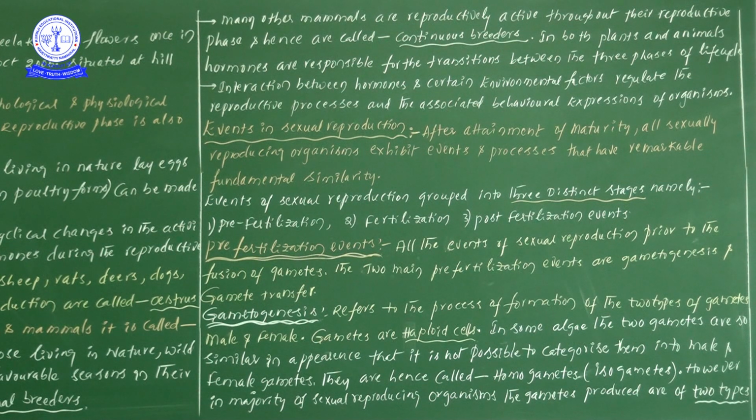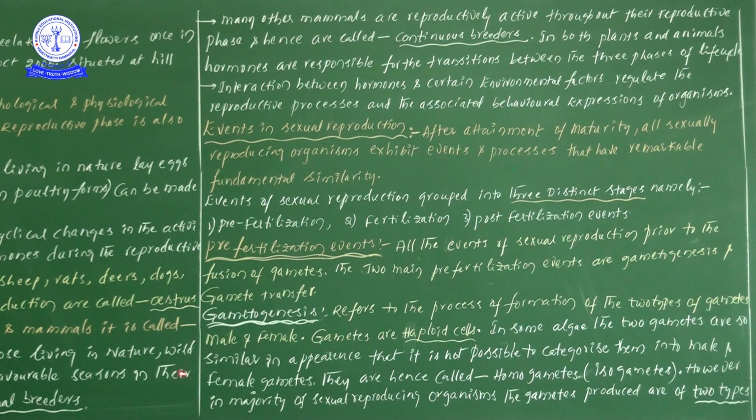In most of the sexually reproducing organisms, definitely, don't forget one point here: majority. Some organisms, very few members, definitely show the homogametes condition. The remaining are many more members, no? So the majority of sexually reproducing organisms, their gametes produced are of two types. Two types means we can understand it as the heterogametes condition.